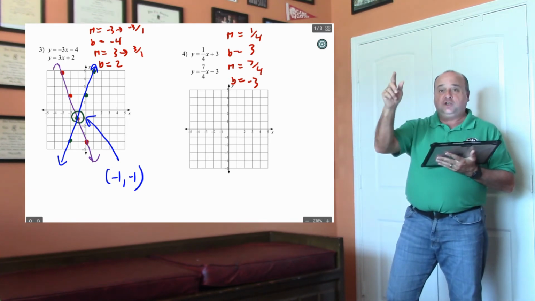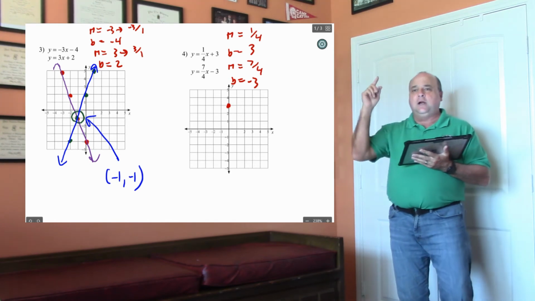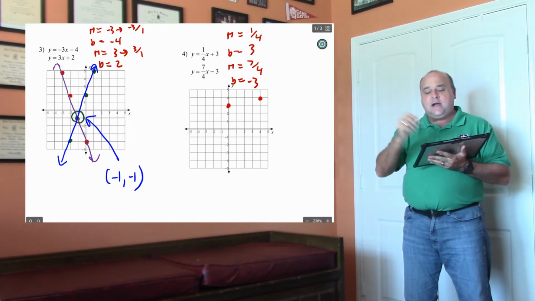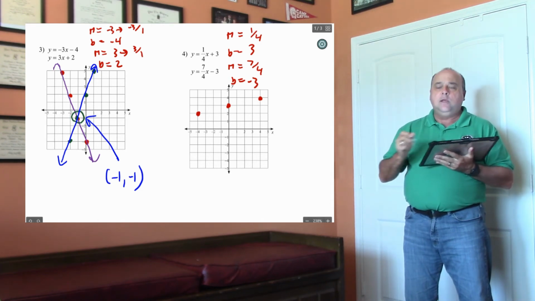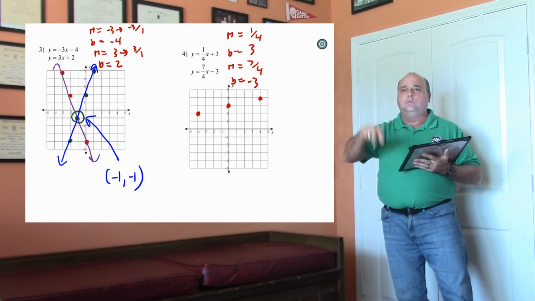Oh, so the first y-intercept is 3. I'm going to put a dot at the 3. From that dot, I'm going to go up 1, right 4. Up 1, right 4, put a dot. I could go backwards. I could go down 1, left 4. So you start at the starting number, or the y-intercept, and you do the slope direction.